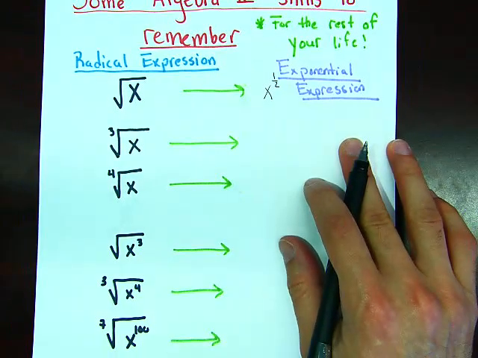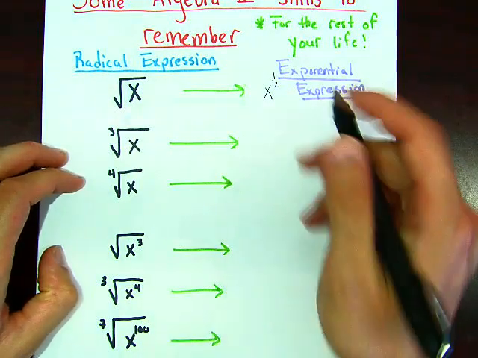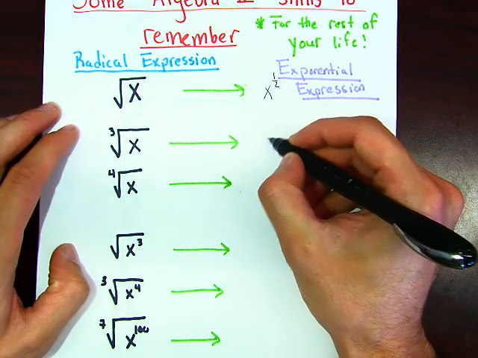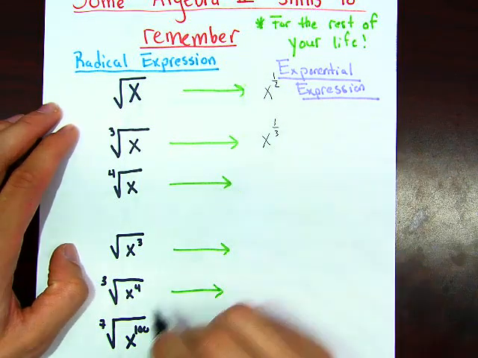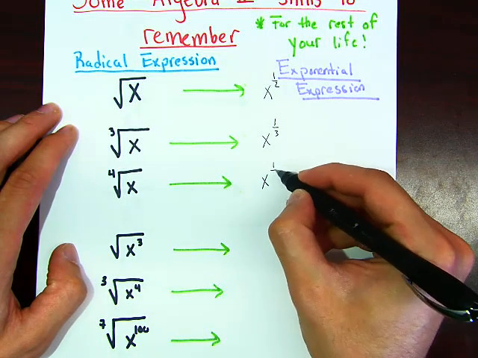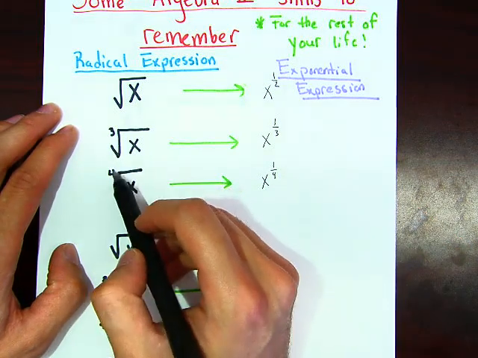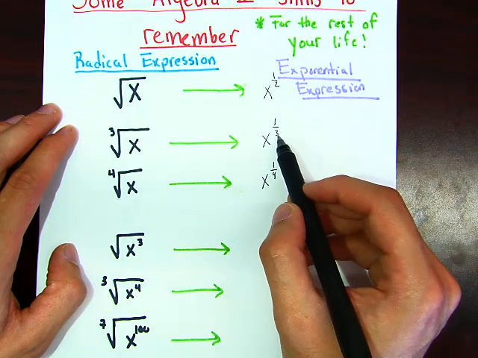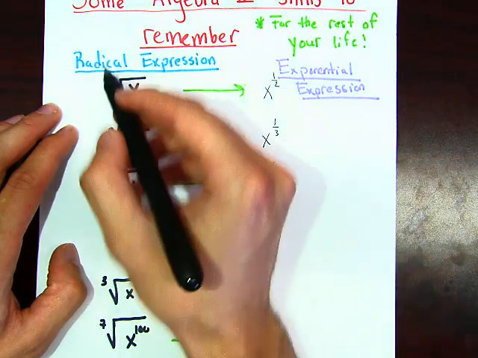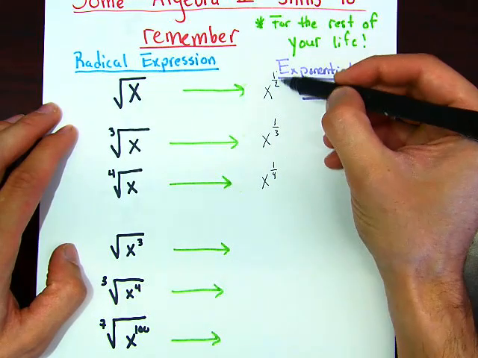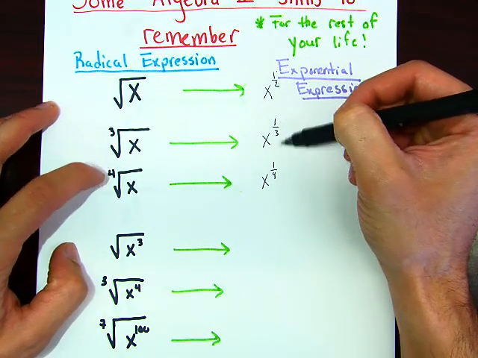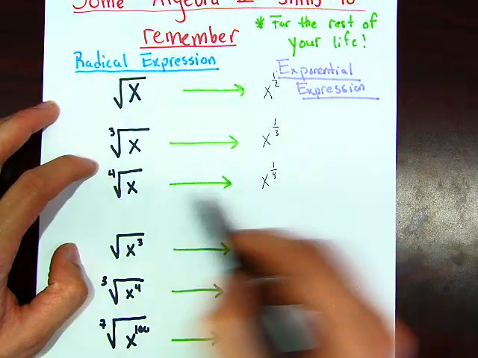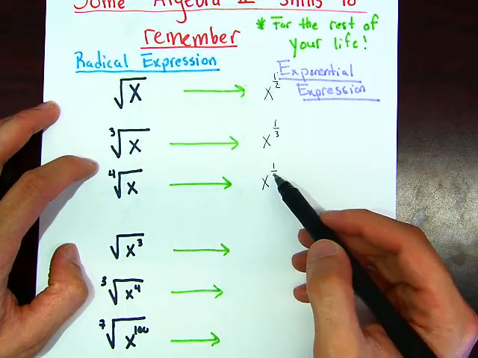Okie dokie. Here, cube root of x will just be x to the 1/3. This will be x to the 1/4. Notice that the index over here will always be in the denominator. So here there's that invisible 2, so it's just 1 over 2. This is just 1 over 3. This is 1 over 4. Whatever's on the outside here goes into the denominator of the fraction.